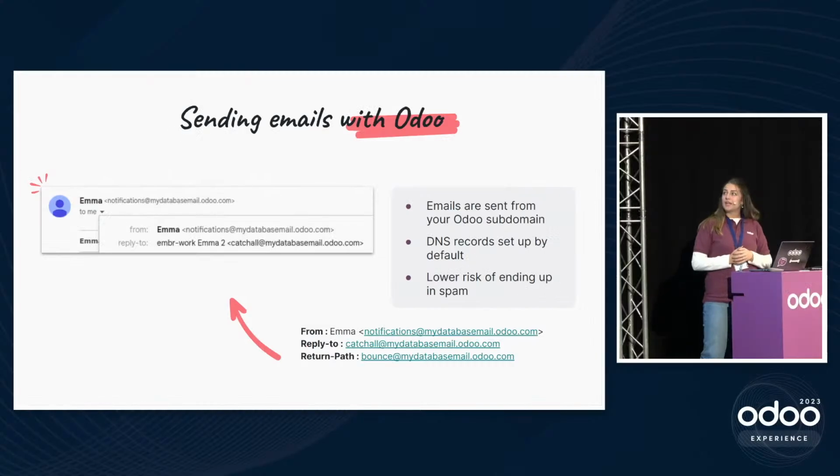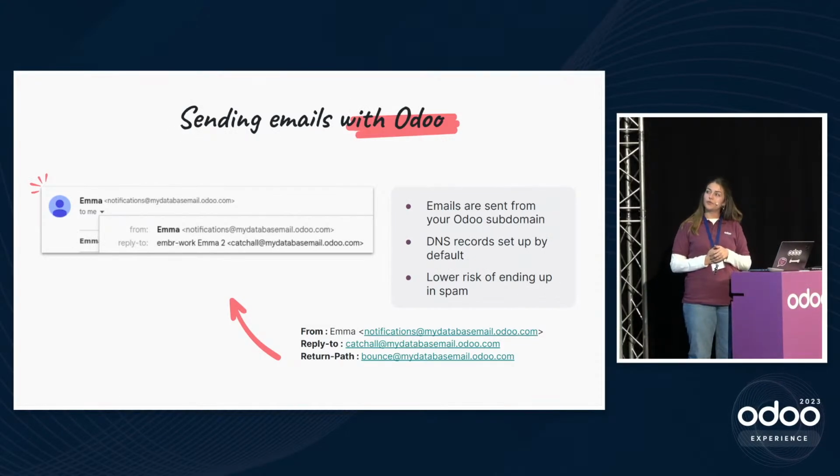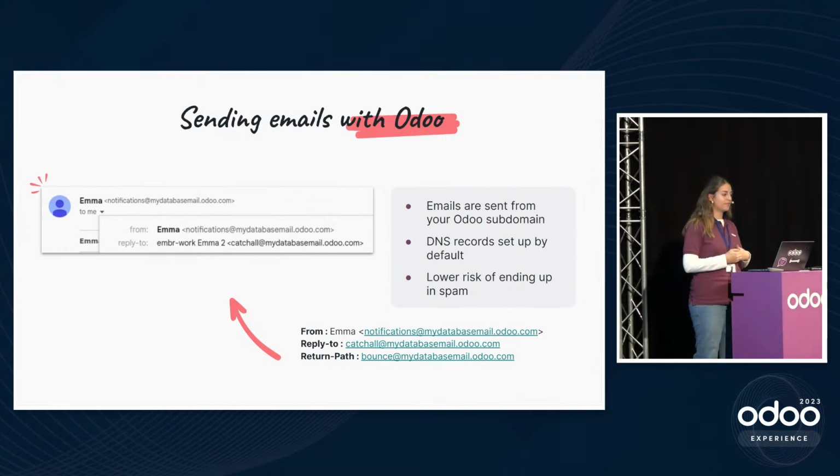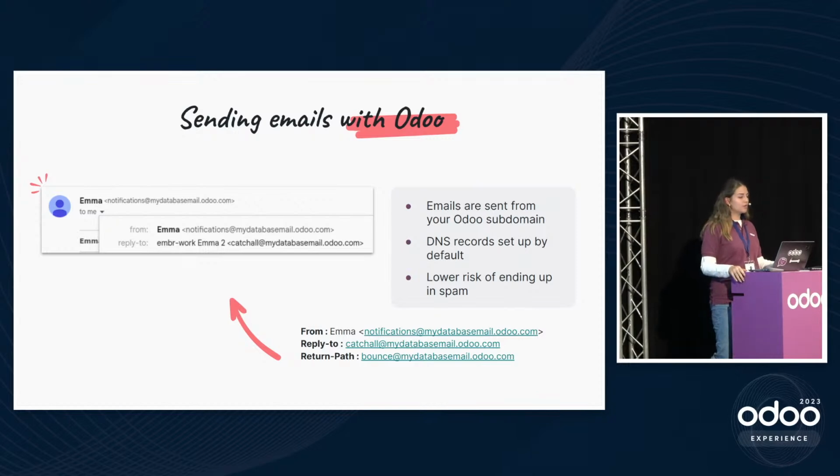So, here is a typical header of an email from Odoo to your Gmail email, for example. Since Odoo 15, all your emails will be sent from notification at yourdatabase.odoo.com. The reply-to address will depend on the model, and if this model has an alias configured, it can be either the catch-all you will respond to, or this alias.